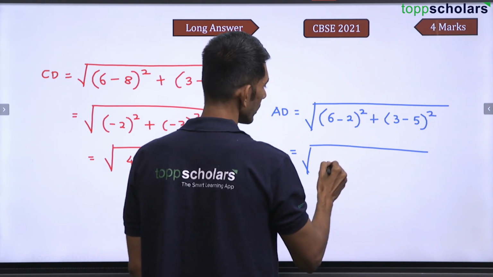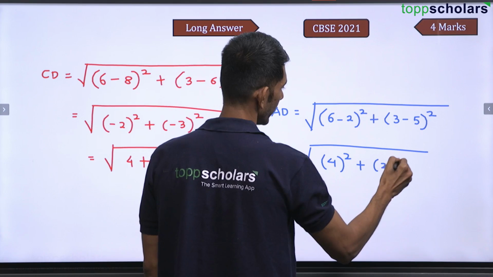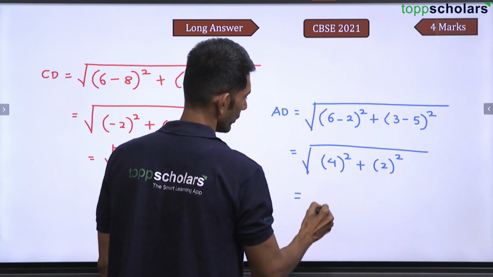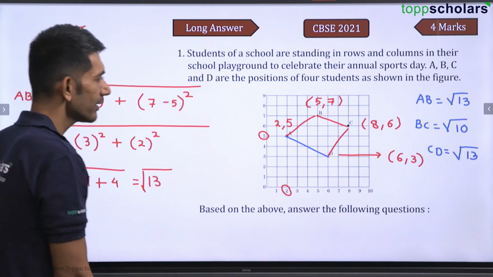That gives you under root 4 square plus 2 square, and that is going to give you under root 20, right? So all the four values, if you see, they are different.